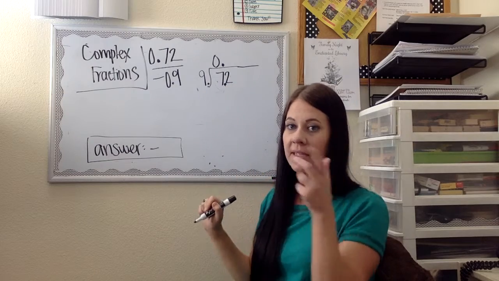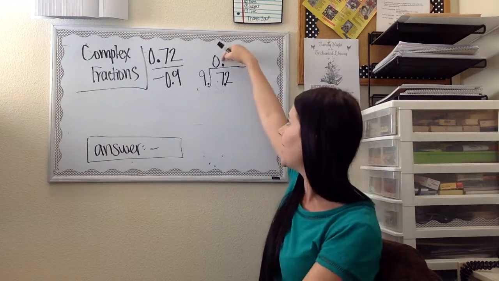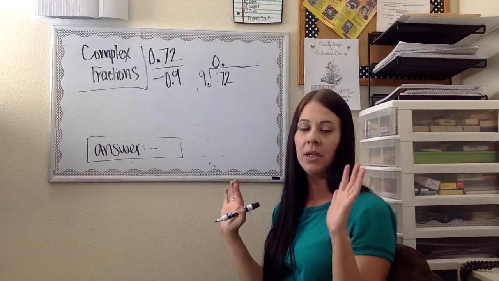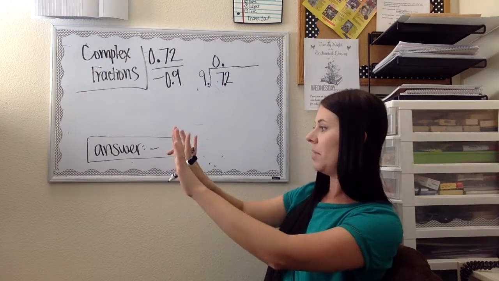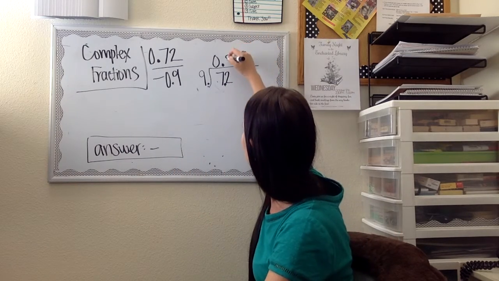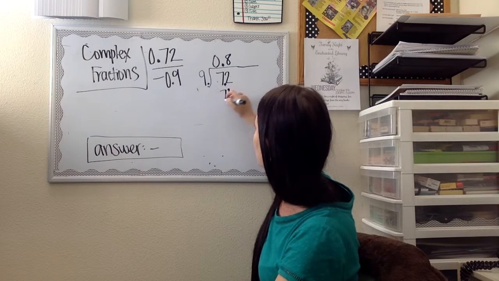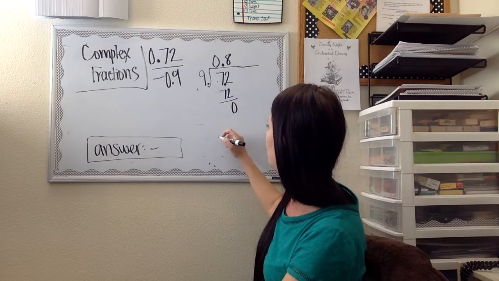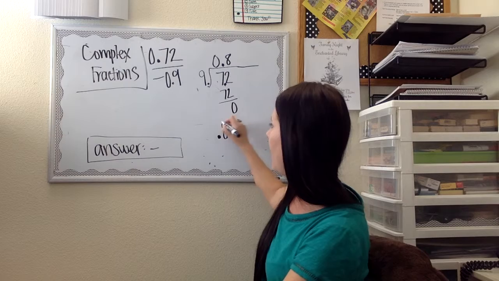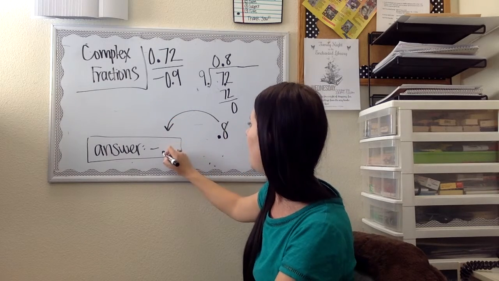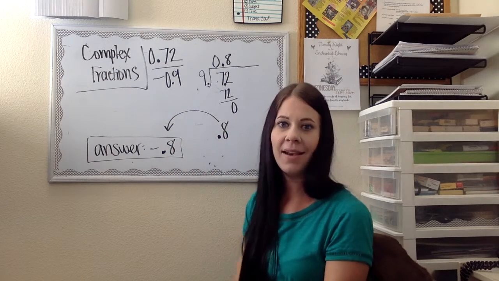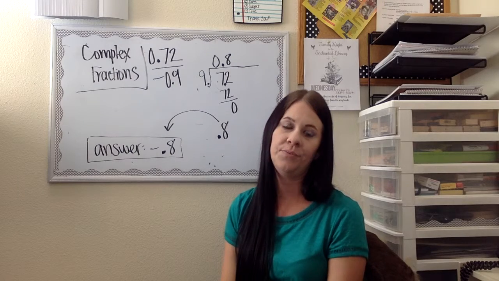Okay, so don't think about the decimal. You've accounted for the decimal right here. You don't need to think about it anymore. So 9 into 72, I'm going to use my 9 tricks, and it is 8. 9 times 8 is 72. I have a remainder of 0, so I am done. So 0.8, and then I want to make sure it ends up in my answer box so that I don't forget that negative, because it's so easy to do.